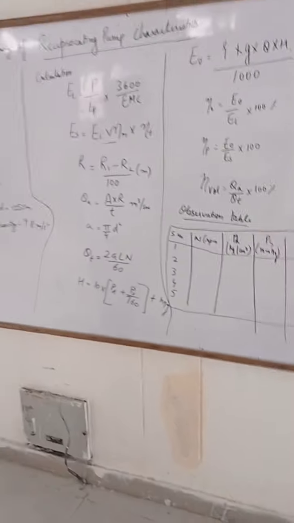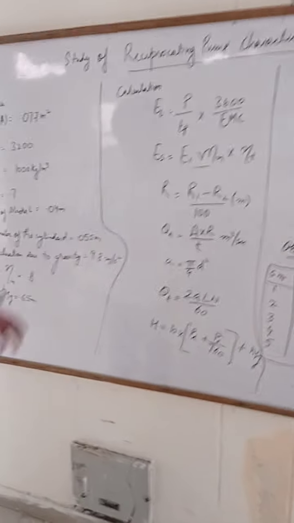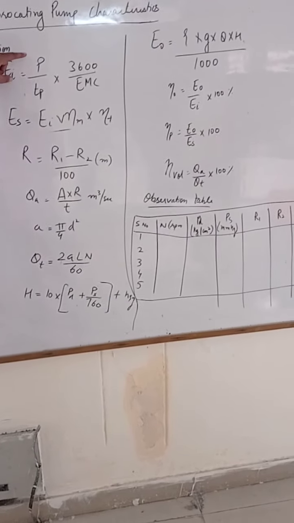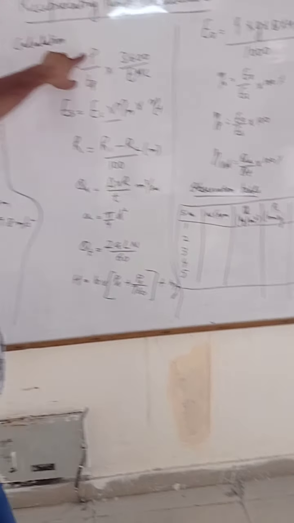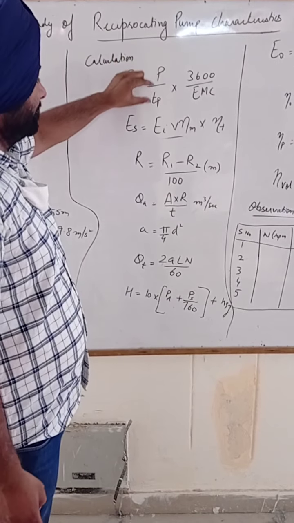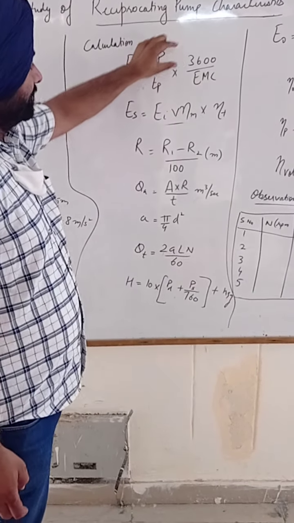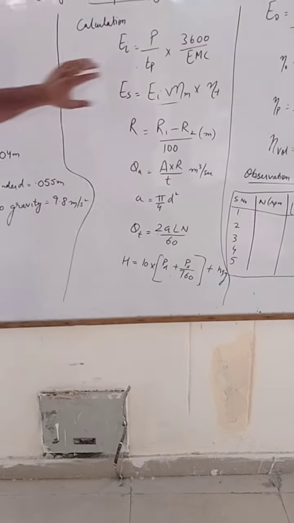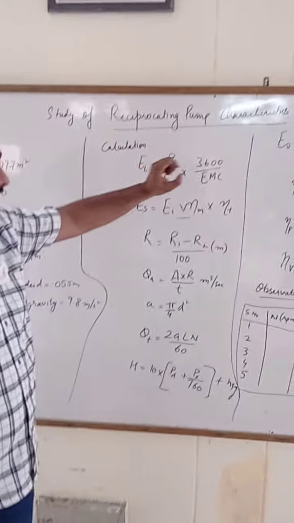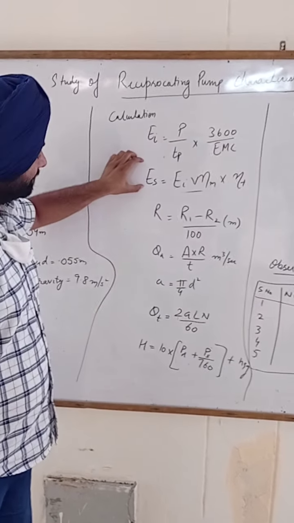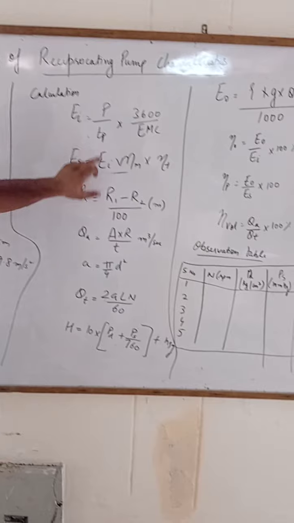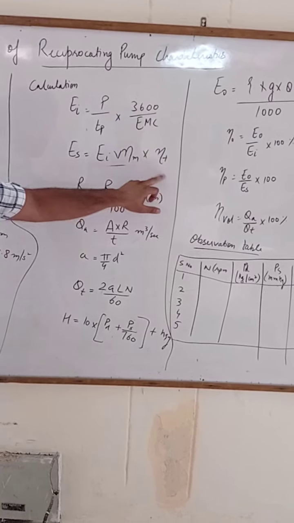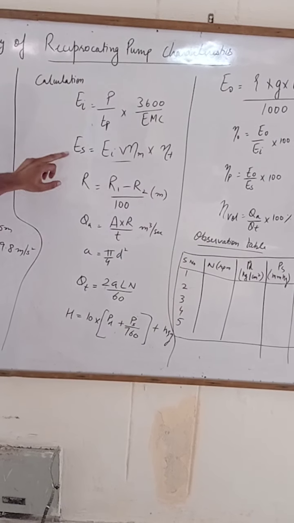Now I will explain how to calculate. EI, energy at inlet, is P by TP. This is pulses; you have taken 10 pulses. TP is the time taken for 10 pulses. And 3600 by EMC, the energy meter constant, which is 3200, you will put it over here. This will give you energy at inlet, and our energy at suction will be equal to EI, the same value, into the efficiency of motor and efficiency of transmission. That will be the suction energy.